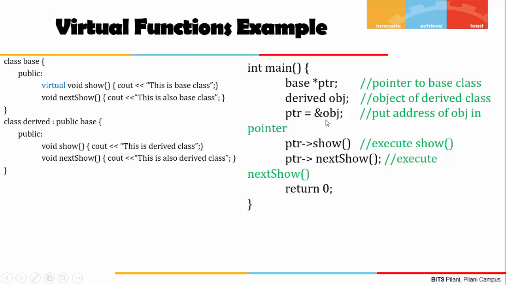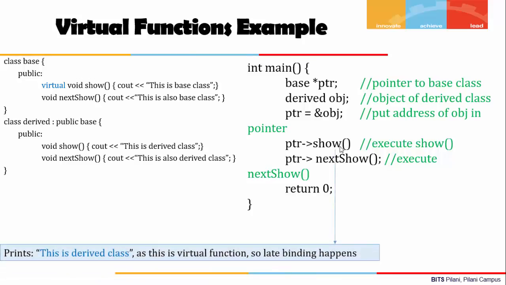Now the question is, when we execute the line pointer show, what function is called, whether from the derived class or from the base class? The derived function will be called. Why? Because this is a virtual function. Here late binding happens. Late binding means the reference of the pointer is resolved at runtime. So the derived function is called because of the virtual keyword.